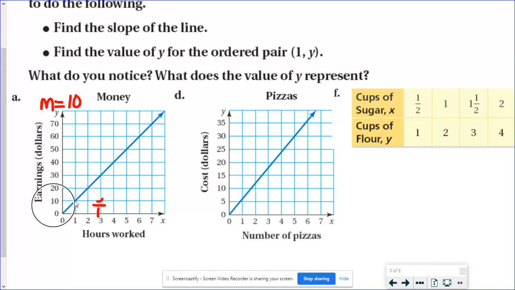Now, let me erase some of this so it's not so jumbled. The second part says, find the value of y in the ordered pair when the x is 1, is really what I'm looking at. So right here, when x is 1, the y value is 10.